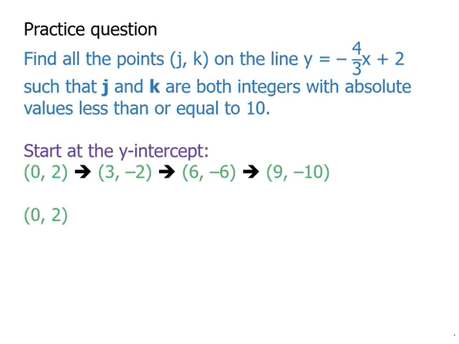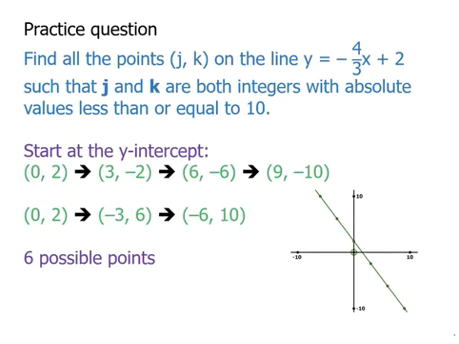Now go back to (0, 2). Now we're going to go the other way. We're going to go backwards, to the left 3, and up 4. So that would bring us to negative 3, 6. And then again, negative 6, 10. And we have to stop there because again, we've reached an absolute value of 10. And so there are 6 possible points. Here are the 6 possible points that satisfy this condition. They're on that line, and they have x and y coordinates that are integers, and both the x and y coordinates have absolute values less than or equal to 10.